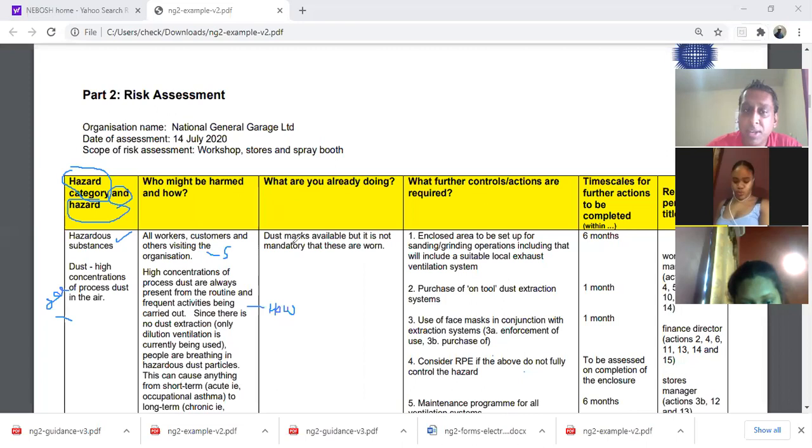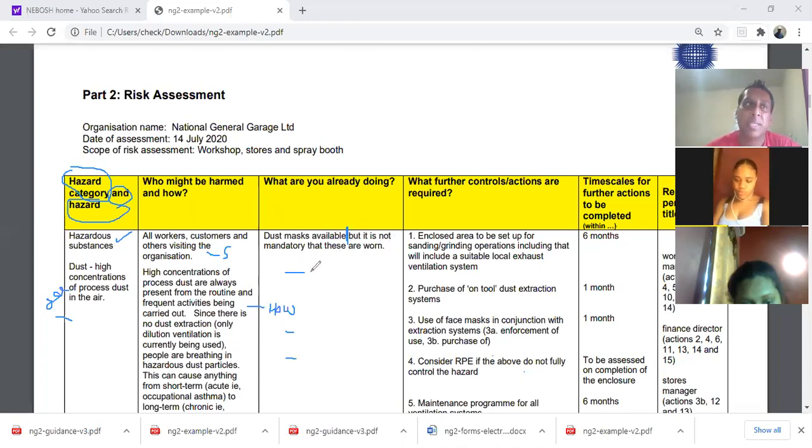Next one, what are you doing already? Dust mask available, but it's not mandatory that they are worn. So this is what I told you about. A lot of students go to put a lot of things here, but the truth is you may not have a lot of things there. A lot of people put, okay, like PPE was given. If you notice what this person did here, they have to say if that was suitable, if it was not suitable. So right here, it's not good enough to put PPE available, dust mask available, but you have to say it is not worn.